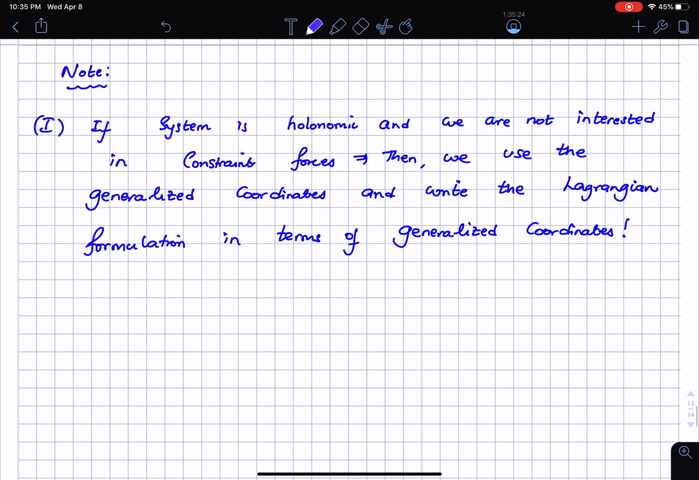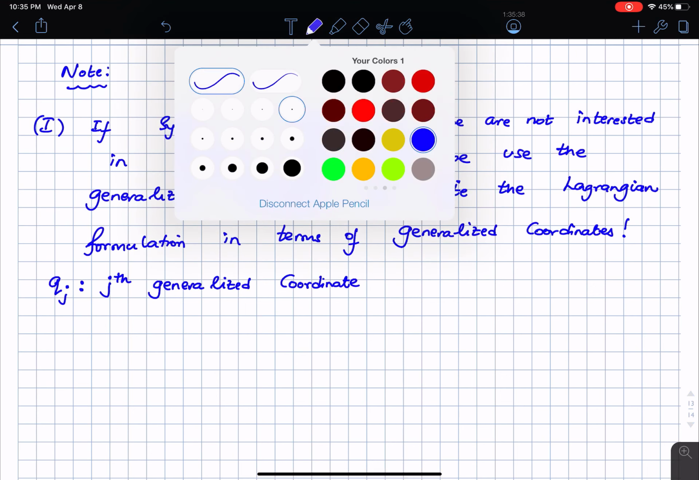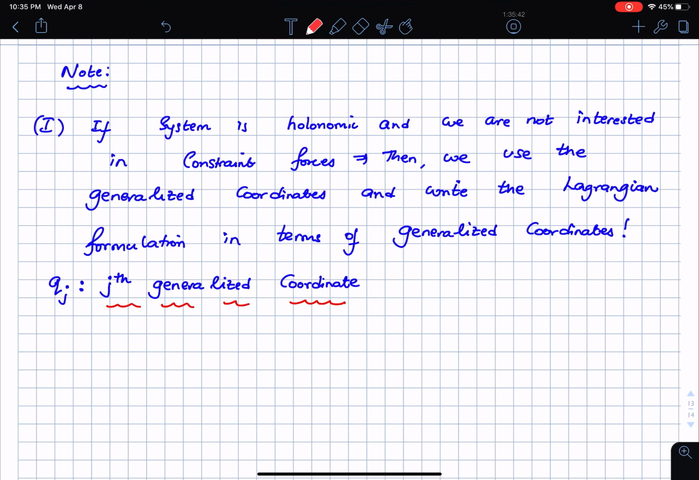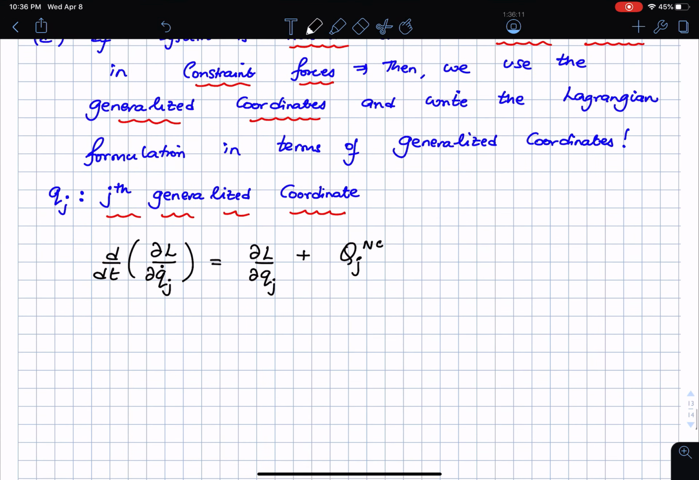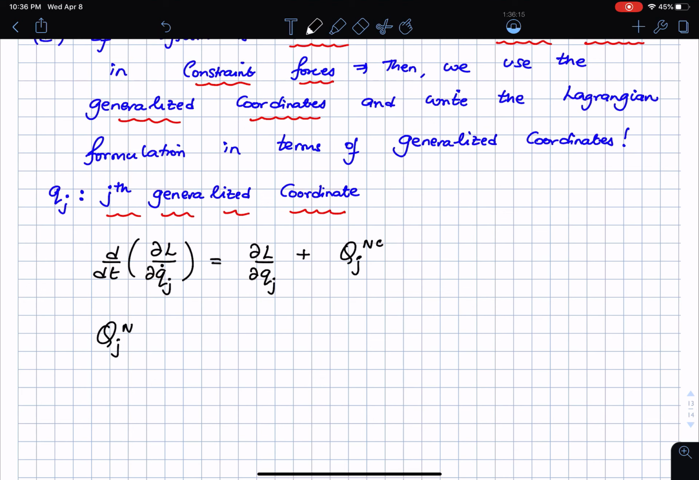Okay, this is important. In this case, I have Qj as the jth generalized coordinate. If the system is holonomic and we are not interested in the constraint forces, then we use the generalized coordinates. In this case the Lagrangian formulation becomes the following: d by dt of dL by dqj dot is equal to dL by dqj plus Qj nc.